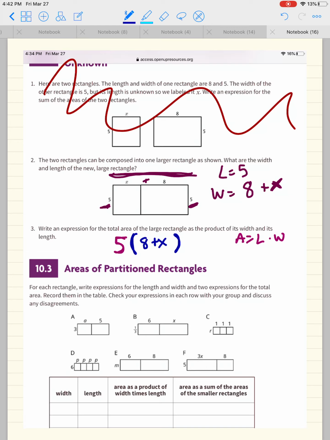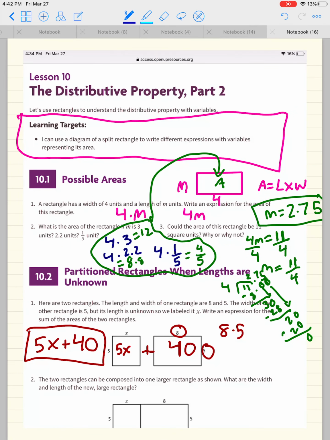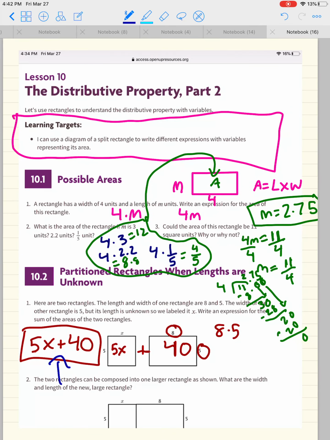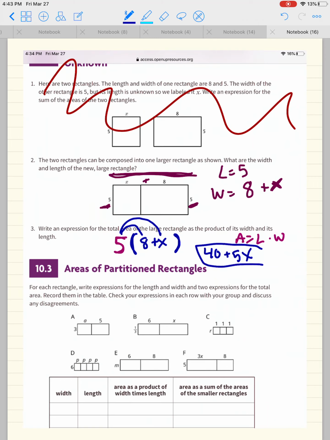Because what the parentheses do is they let you know that if you knew what x was, you have to do this first. In order to solve with the parentheses, we would have to distribute the 5 to both, and we would get 40 plus 5x, which is the same as this. And that's going to give us a different answer than if we were to do 5 times 8, which is 40 plus x, and not 40 plus 5x. So it's really important to use parentheses with stuff like this.